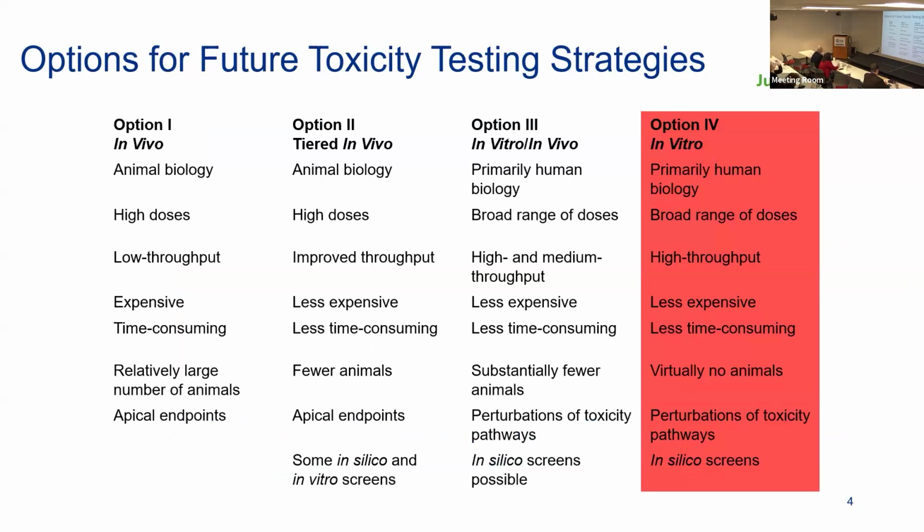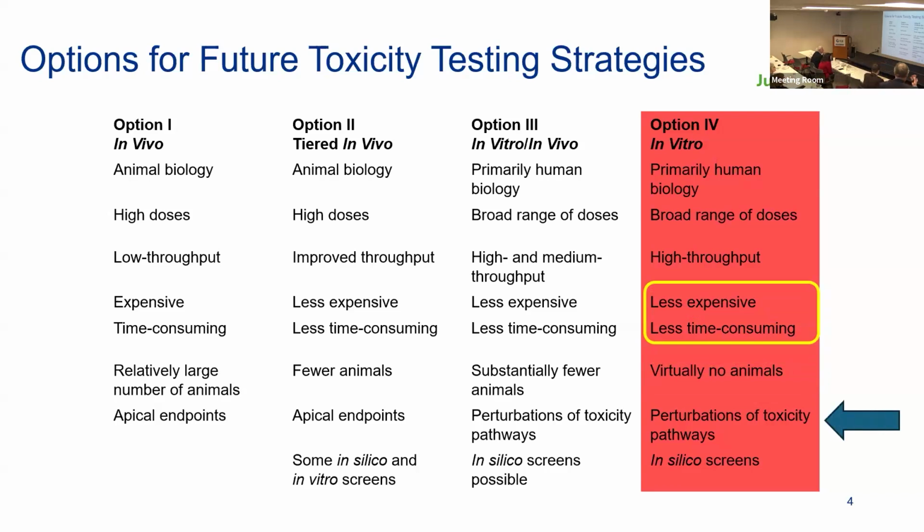Basically, you see option one at the time: animals, high dose, low throughput, expensive, time consuming, relatively large number of animals, and ethical endpoints. To move us over to the red side, where we're going to be in vitro, using human tissues. It's going to be faster, less expensive, virtually no animals, perturbation of toxic pathways. But when you think about it, is it really less expensive when you start putting these multiple endpoints together to get the same answer? And is it any shorter in time?